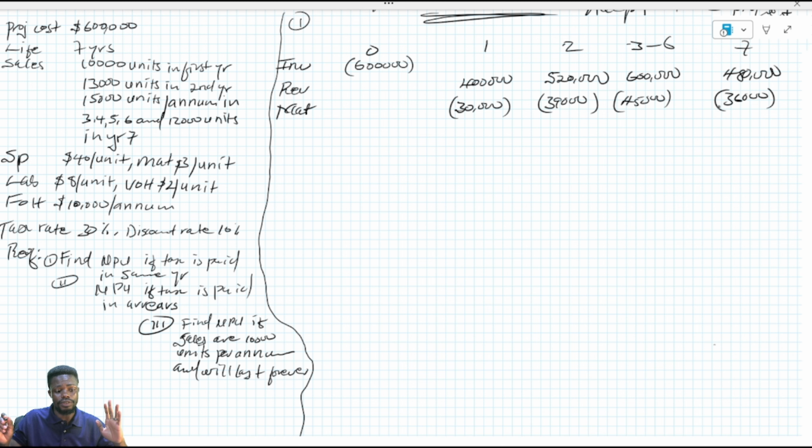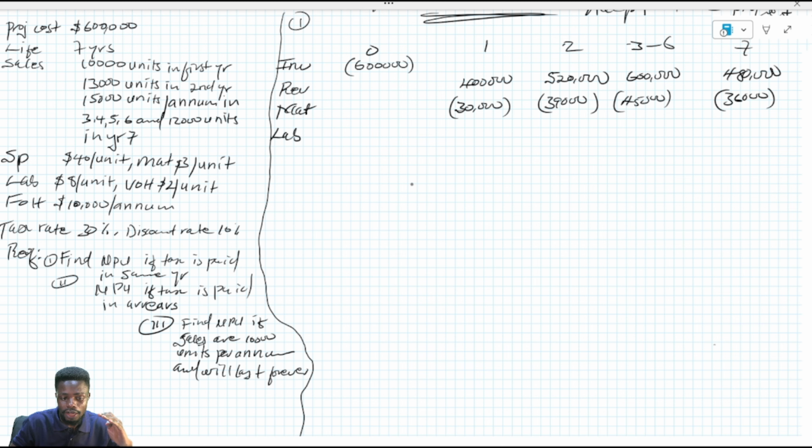$36,000. I hope this is fine. The same approach you use for labor. Your next step is to take labor. So now you're looking at labor. What is the labor cost? In our question here, for labor, it's $8 per unit.